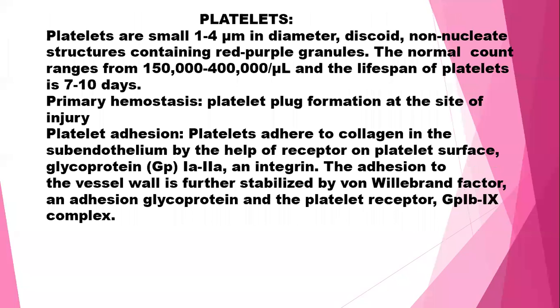Platelets. This one is a major part of the coagulation system. These are small, 1 to 4 micrometer in diameter. These are discoid, non-nucleated structures containing red to purple granules. The normal count of platelets ranges from 1,50,000 up to 4 lakhs per microliter, and the lifespan of platelets is 7 to 10 days.